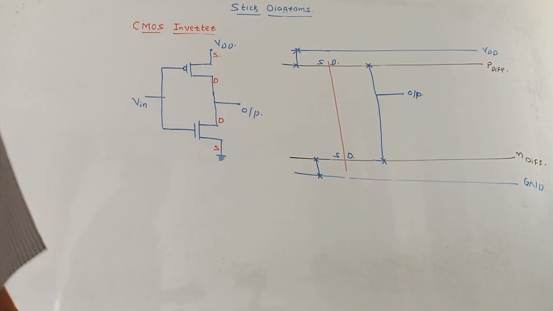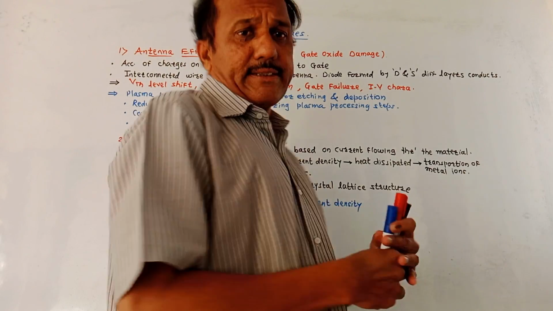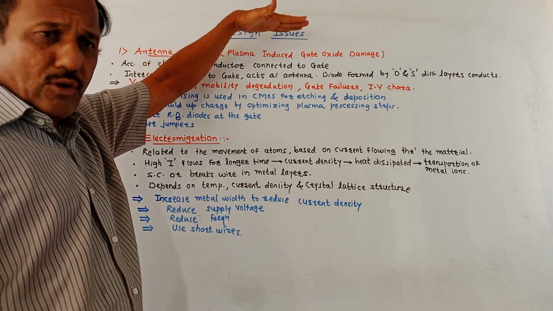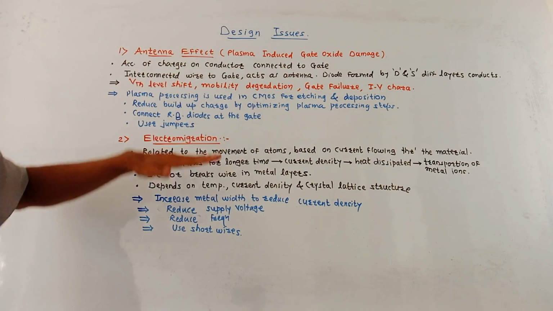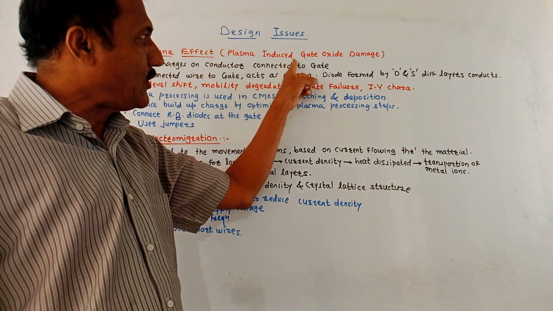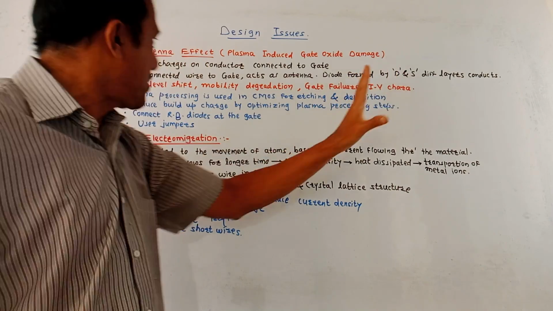any CMOS circuit. Now we will discuss an important part of this chapter, that is design issues. Basically there are 4 design issues. First is the antenna effect, which is also called plasma induced gate oxide damage.